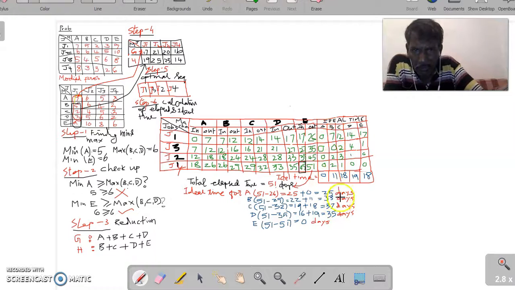And the idle time, this we have to add with the idle time of the first machine. 51 minus 26, 51 minus 29, 51 minus 32, 51 minus 32. So this way we can calculate idle time.